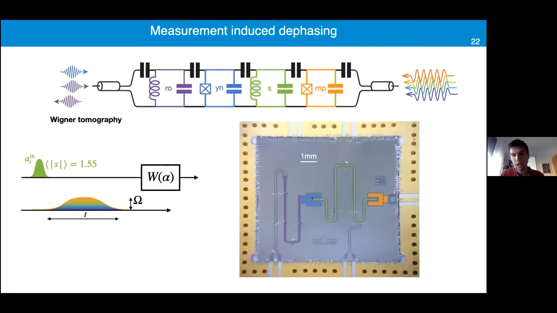How to have access to this dynamics? For that, we add a second qubit here in blue in the circuit and a dedicated readout resonator in purple. And it enables us to perform Wigner tomography of the storage mode. So this is the protocol we use. We start by initializing the storage state in a coherent state, and then we perform a multiplex measurement during a time t with an amplitude omega. And at the end, we measure the Wigner function of the storage mode.